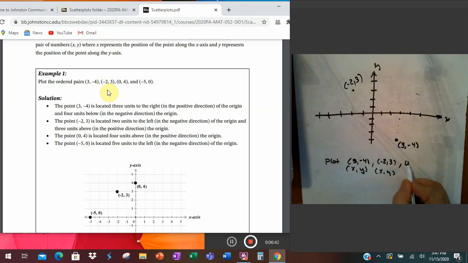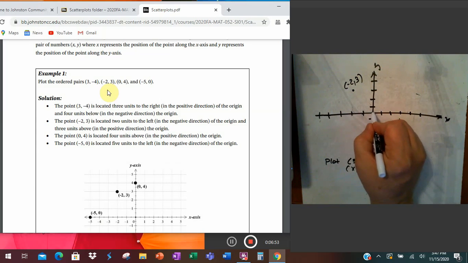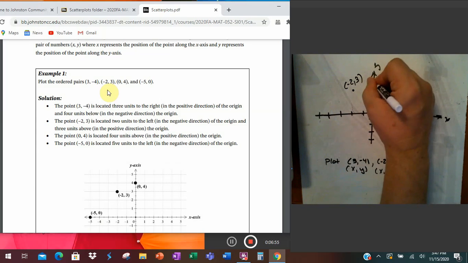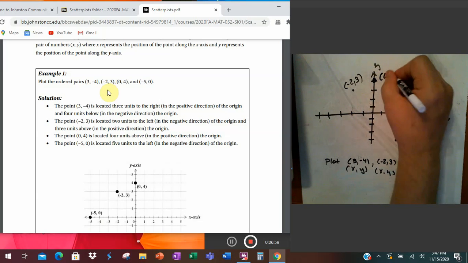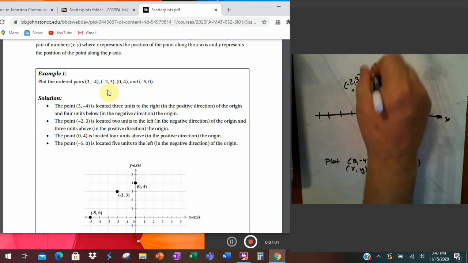0, 4. 0, 4 is my next coordinate pair. Here X is 0, and then I'm just going to go up 4. 0, 1, 2, 3, 4. So that has 0 along the x-axis, and then 4 up the y-axis.